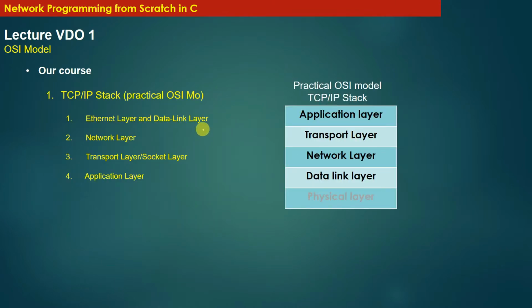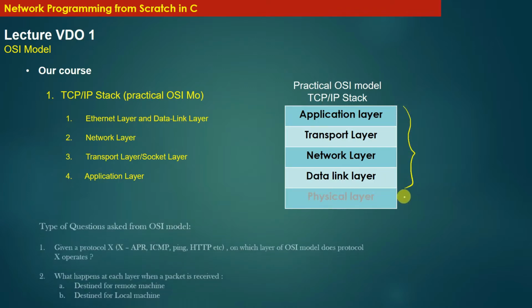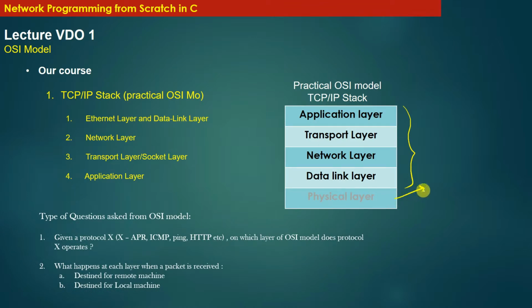In this entire course, we are going to focus on understanding the implementation and the functioning of the following 4 layers. The physical layer is actually out of the scope of computer science because the physical layer is more about electrical signaling.